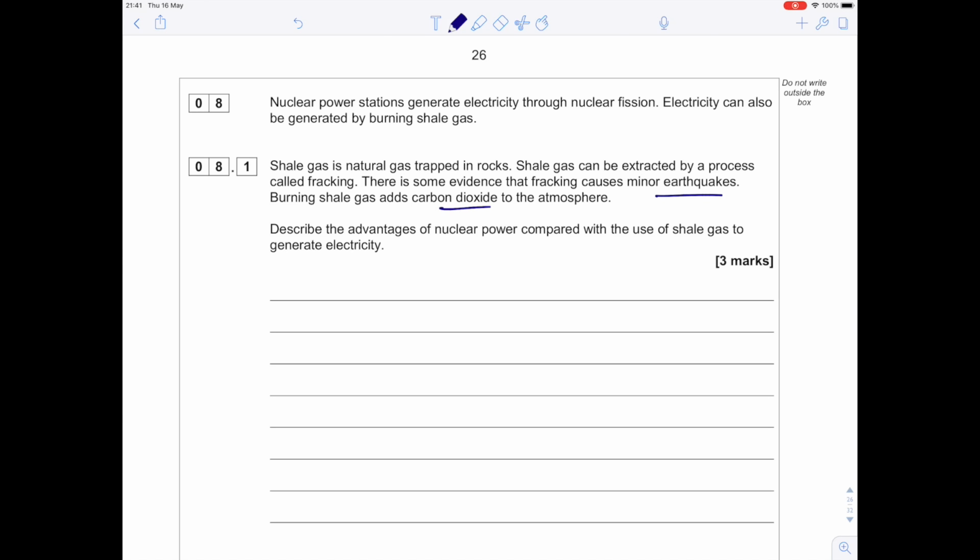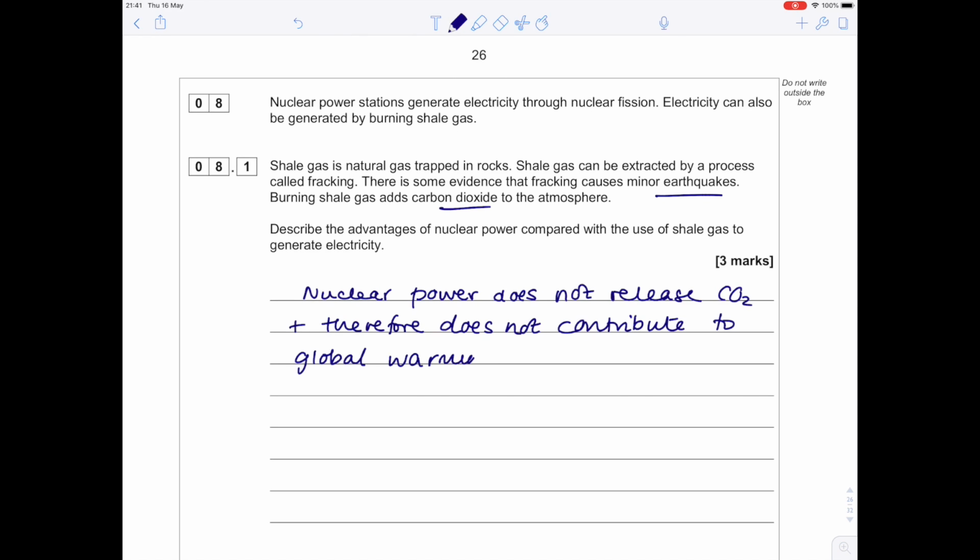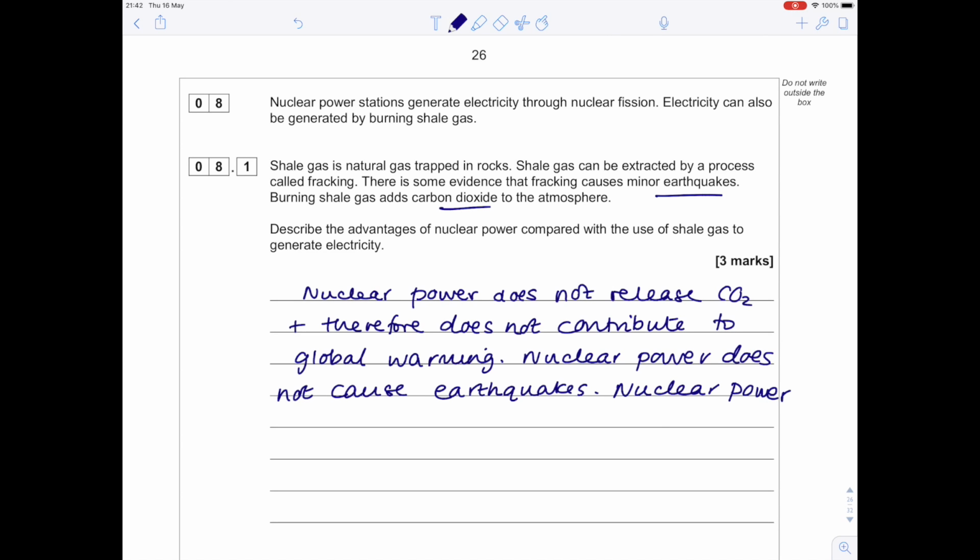So let's first of all point out the 2 points they've given us for free. So you want to state that nuclear power does not release carbon dioxide and therefore does not contribute to global warming, because remember, carbon dioxide is a greenhouse gas. Also state that nuclear power does not cause earthquakes. And then from your own knowledge, hopefully you know that nuclear power is a very concentrated source of energy. So nuclear power releases more energy per kilogram.